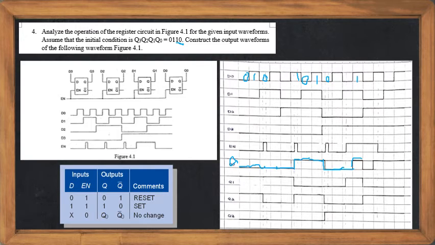When D is 0 and the enable is 1, the output will be reset. So when D is 1 and the enable is 1, the output will be set again. And after that, when D is 0 and the enable is 0, it will be no change. And when D is 1 and enable is 0, it will be no change.